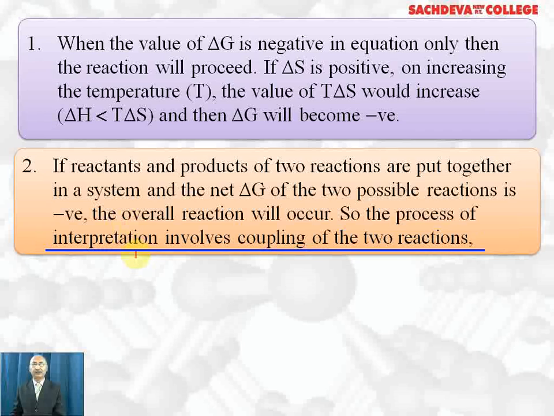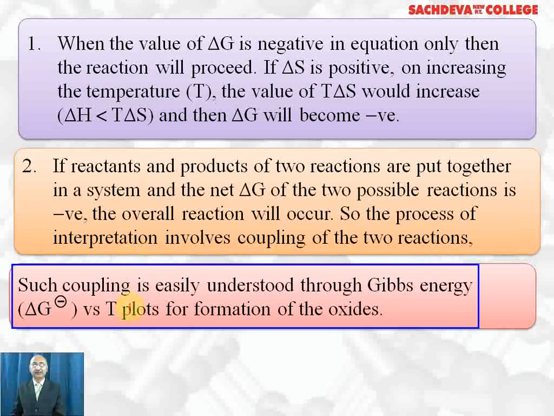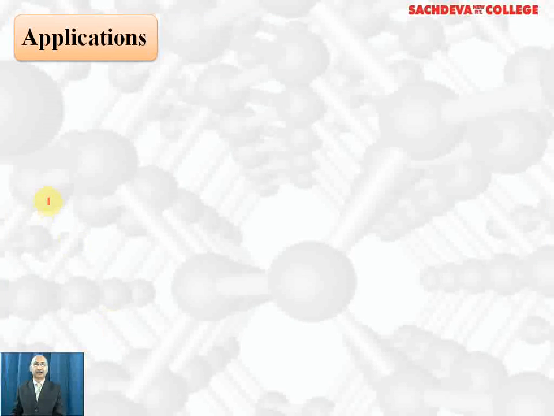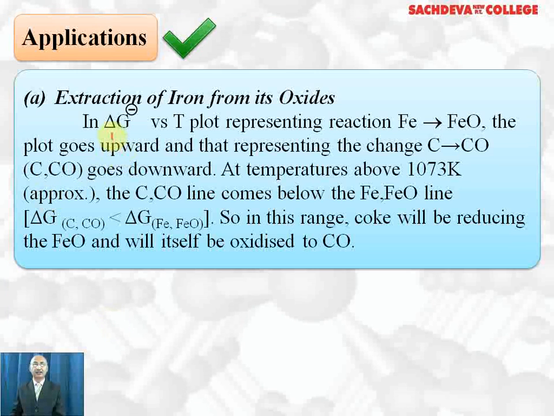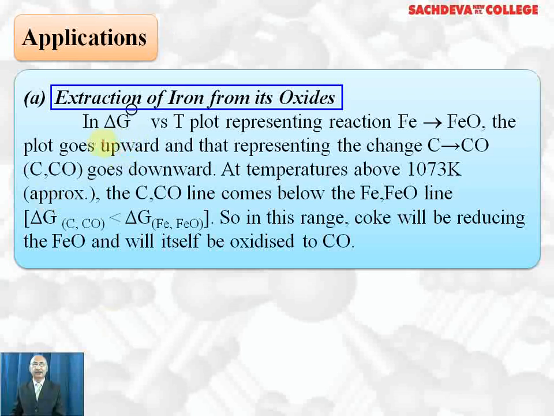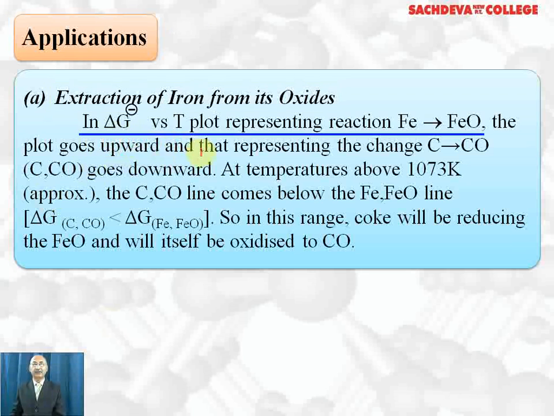So the process of interpretation involves coupling of the two reactions, and that will decide which reducing agent will be most suitable at a particular temperature. Such coupling is easily understood through Gibbs energy versus temperature plots for formation of the oxides. Application of these plots is in extraction of iron from its oxide. In the delta G versus temperature plot, the reaction Fe to FeO plot goes upward, and that representing the change carbon to carbon monoxide goes downward.